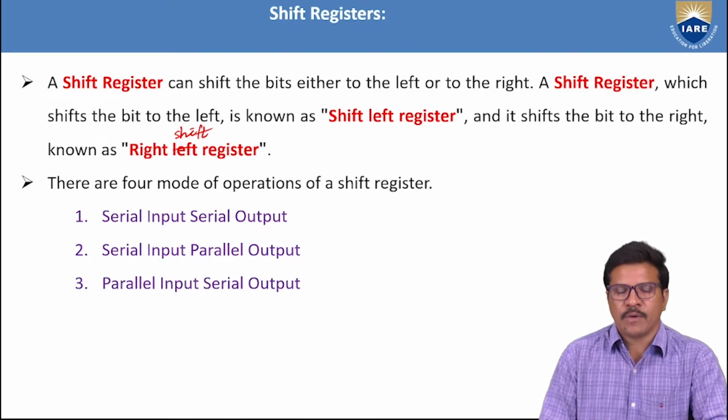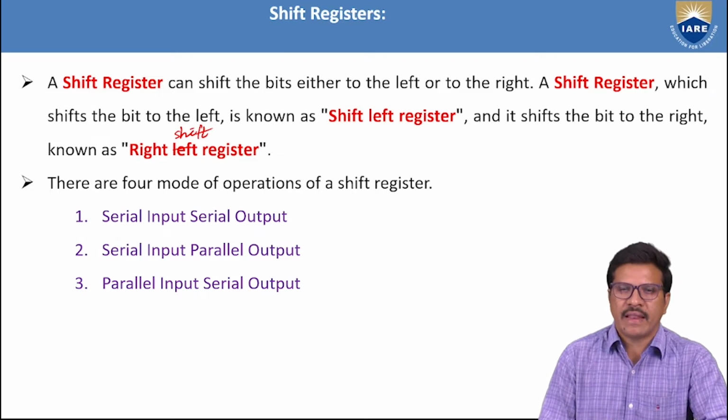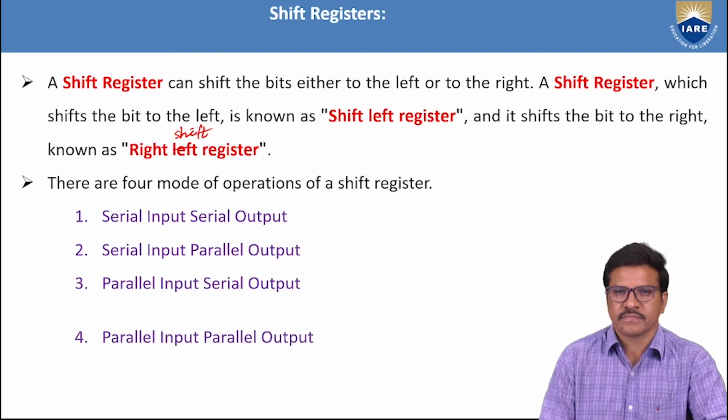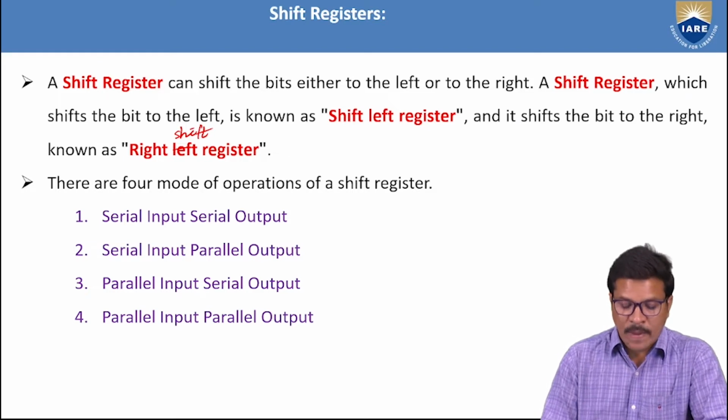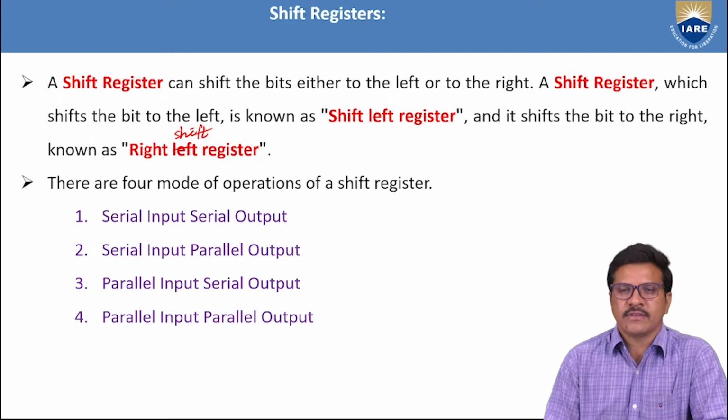Parallel input, serial output. We are loading the data in parallel. As we provide the data in parallel, once the data is available, we collect the data serially at the last flip-flop, whether it is based on left shift or right shift. Parallel input, parallel output. The given data is parallel and collecting the data is also parallel in this case.